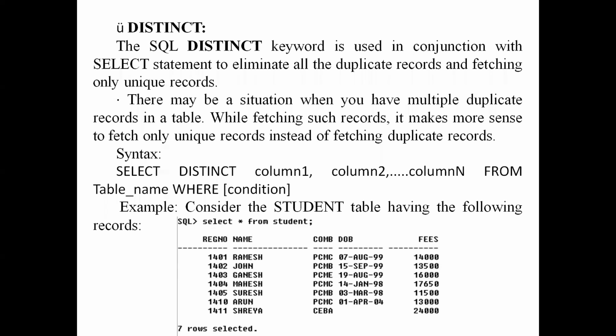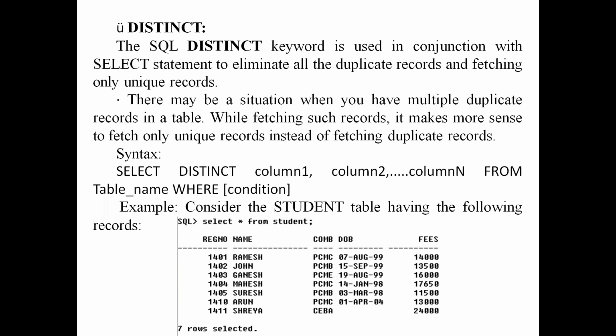There may be a situation when you have multiple duplicate records in a table. While fetching such records, it makes more sense to fetch only unique records instead of fetching duplicate records. It means the distinct keyword can be used with the select statement to avoid fetching duplicate records from the table. Then how to use that? For that you have to follow the syntax.